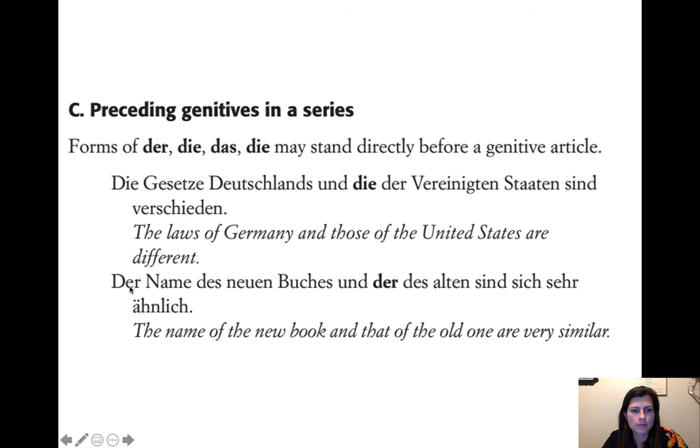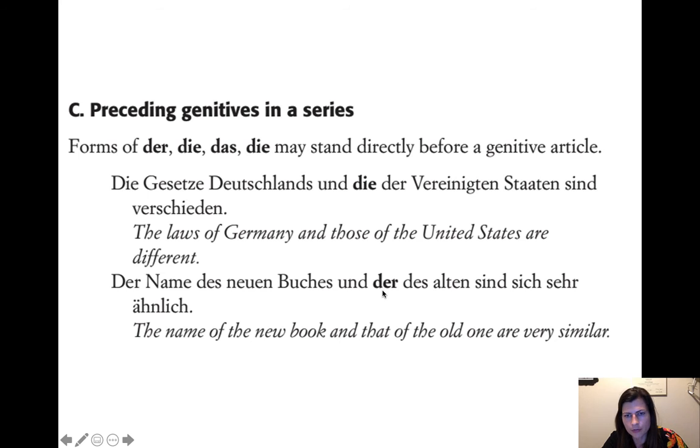So let's look at this. Der Name des neuen Buches und der des alten sind sich sehr ähnlich. So the name of the new book and der, meaning der Name. So the word Name has been omitted here.